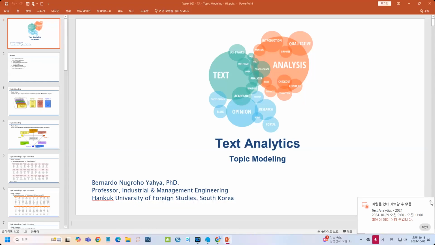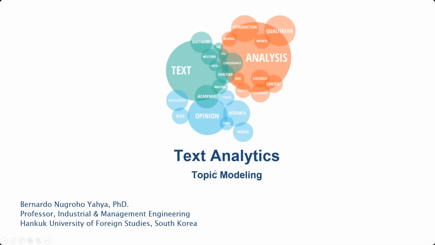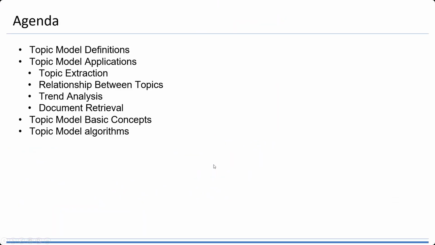Today we are going to learn about topic modeling. So what is topic modeling? We are going to look at the definitions. What is the definition of topic model? And there are some applications of the topic model. We are going to look at topic extraction. What is the relationship between topics? How to look at trend analysis, the document with people, and we are going to look at the basic concept of the topic model.